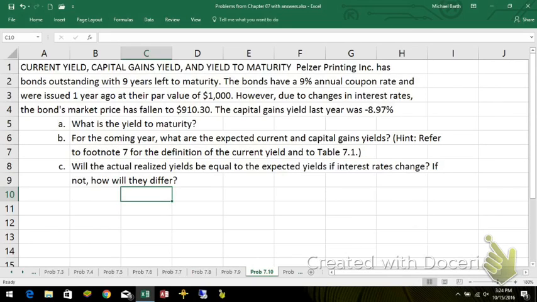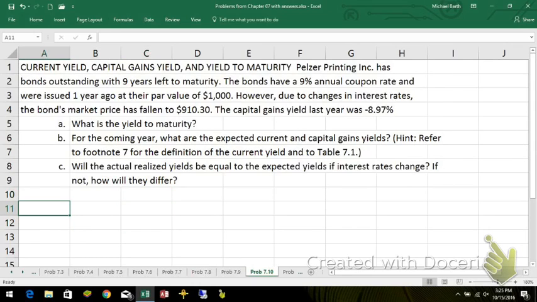We call the current yield the cash flow yield. That's how many dollars actually change hands per year, expressed as a rate of return. The capital gains yield is the anticipated price change.